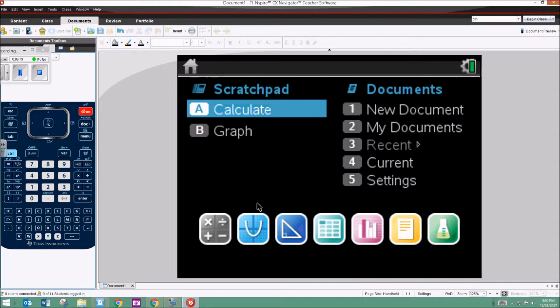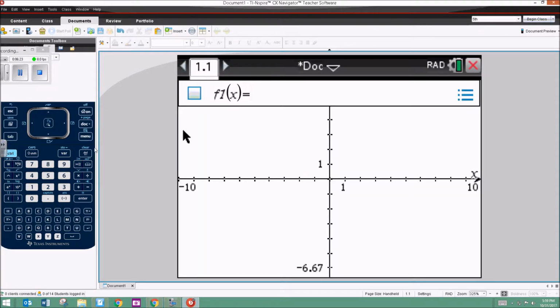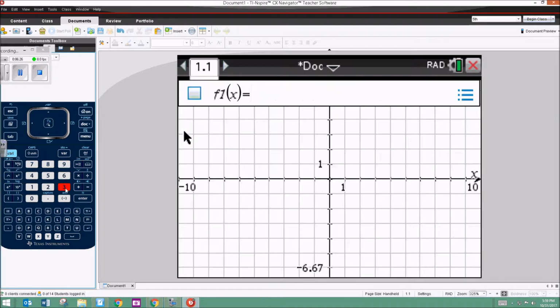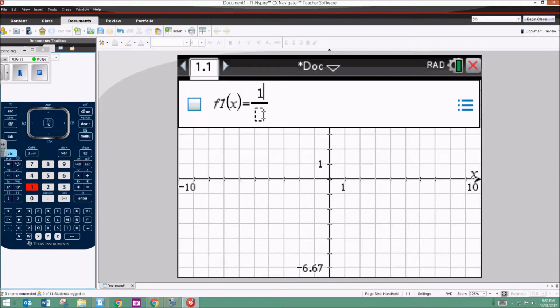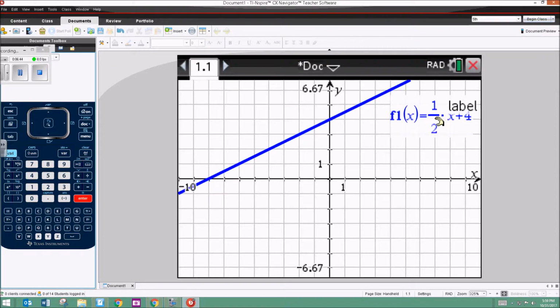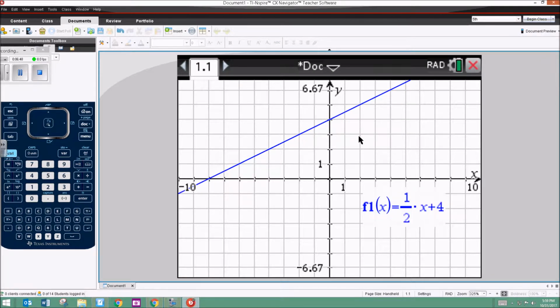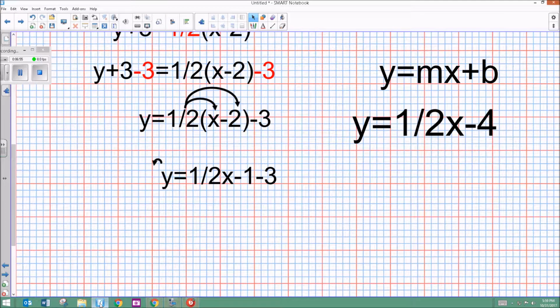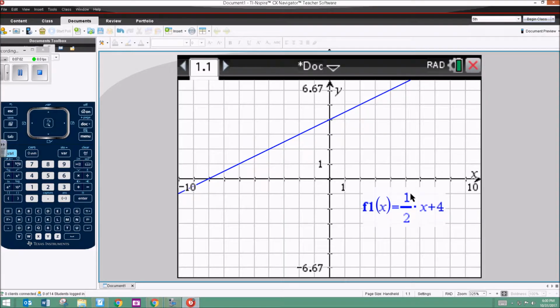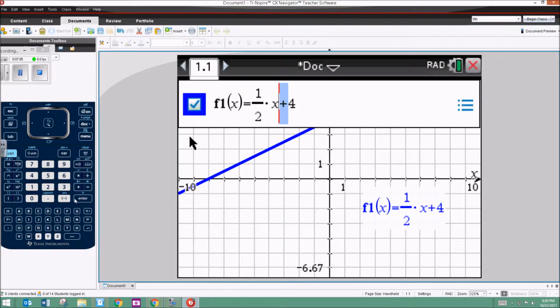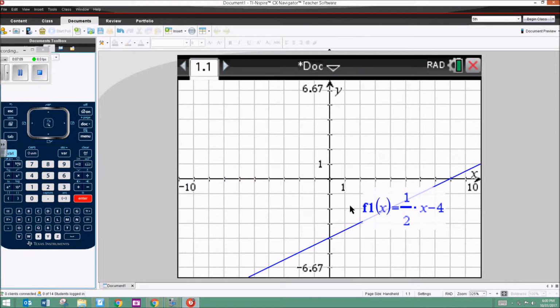Let's go to a graph screen and let's turn on our grid, menu 2, 6, 3. And let's type in y equals 1/2 x plus 4. We graph that, we get this line. Now what we want to see is, let's use graph trace and check that point. So if we go back, y equals 1/2 x minus 4, it looks like it's supposed to have a minus 4, not a plus 4. So let's fix that. Double click on this and make this a minus 4 instead and press enter. Okay, that's more like it.